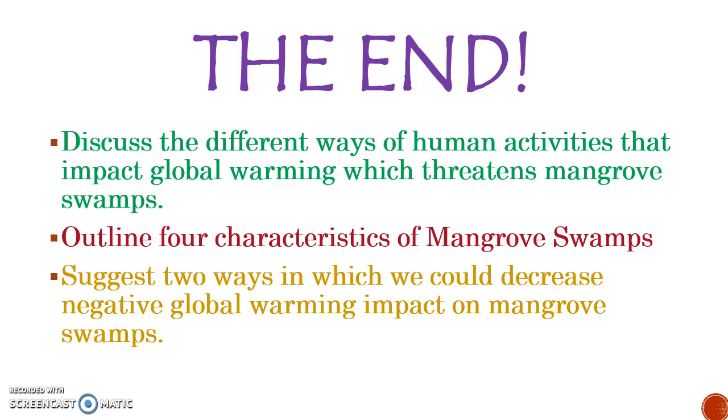We constructed 3 questions for the IB styled quiz based on our biome. The first question is to discuss the different ways of human activities that impact global warming, which threatens mangrove swamps. The second question is to outline 4 characteristics of mangrove swamps. The third question is to suggest 2 ways in which we could decrease negative global warming impact in mangrove swamps.